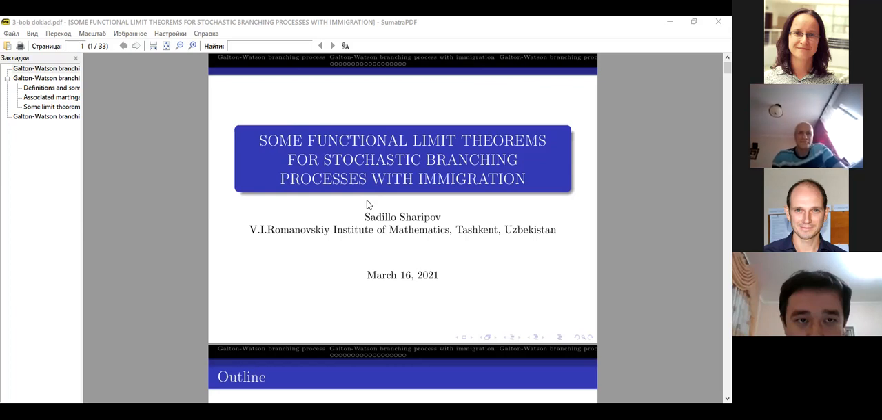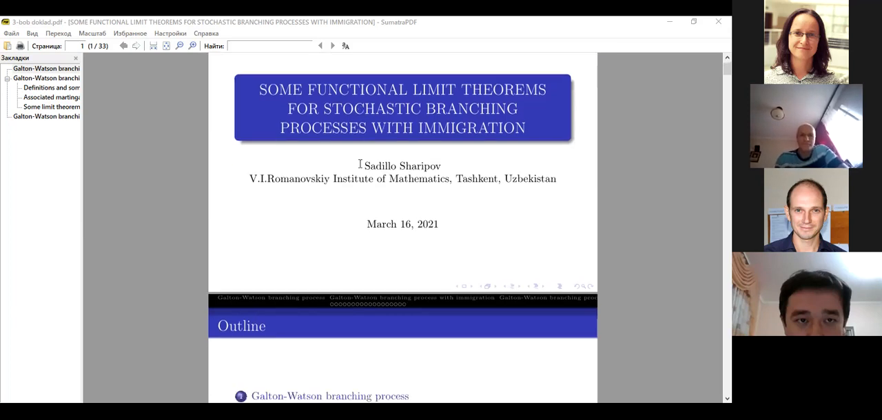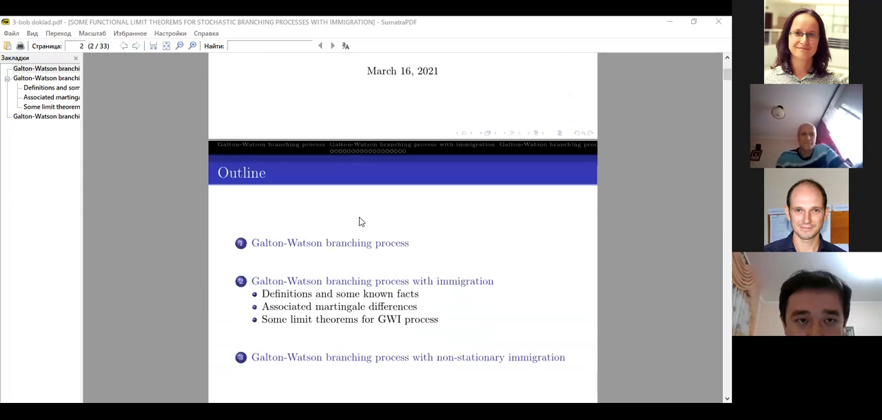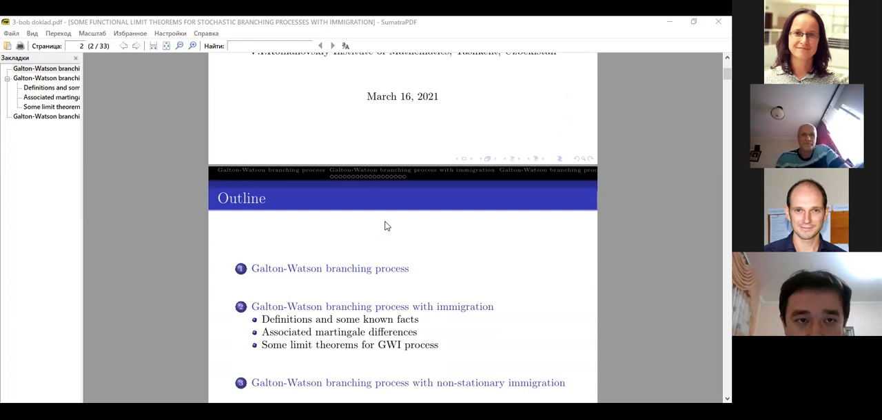And so I want to tell about some results on branching processes with immigration. The outline of my talk is here, and I want to begin with the simple models of branching processes. This is a Galton-Watson branching process.